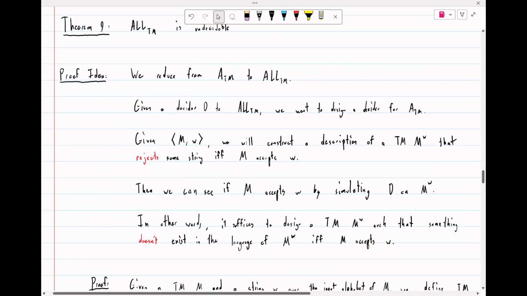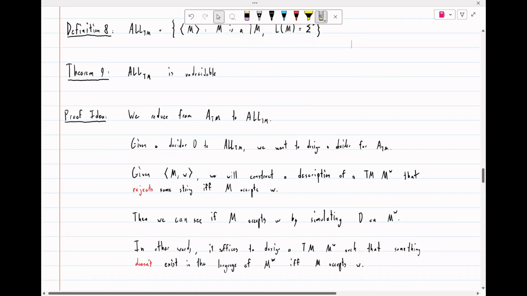Okay? So here the proof idea now is, we're doing the same thing, a reduction from ATM to all TM, which means given a decider D for all TM, we want to design a decider for ATM. In other words, given some instance of ATM, now we're going to construct a description of a Turing machine that rejects some string if and only if M accepts W, right? Whereas before it accepted some string if and only if M accepted W. Now it's going to reject some string. Why? Because if it doesn't reject some string, then its language is everything.